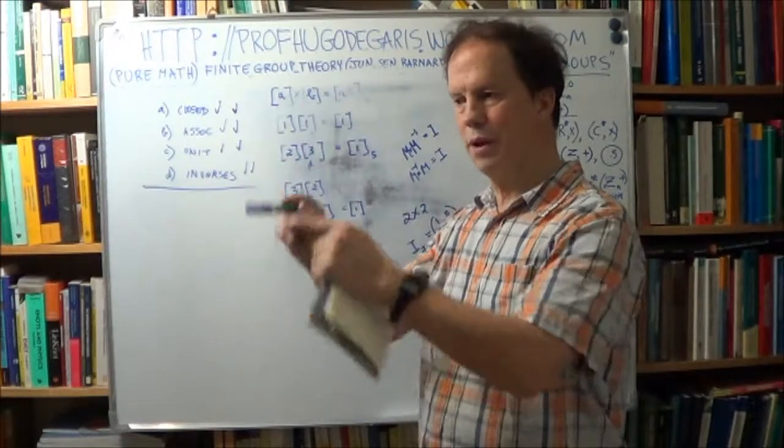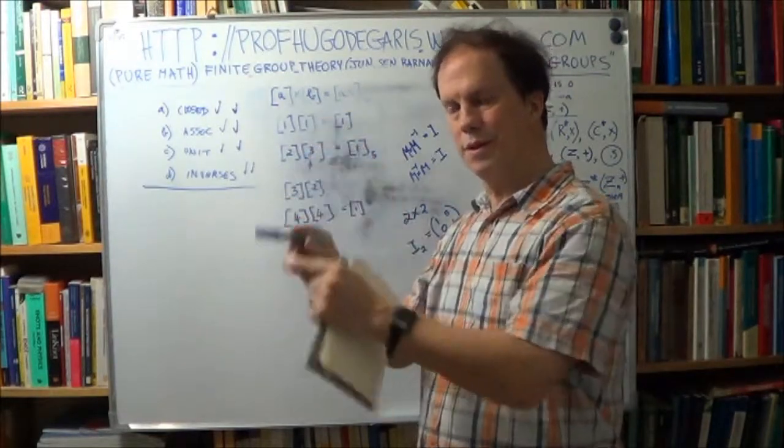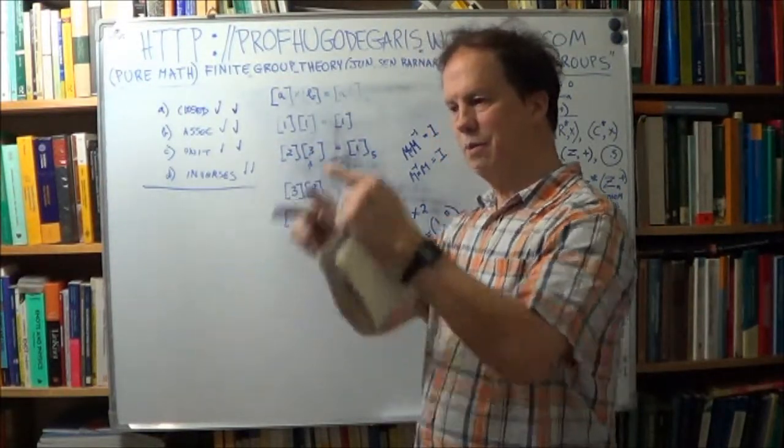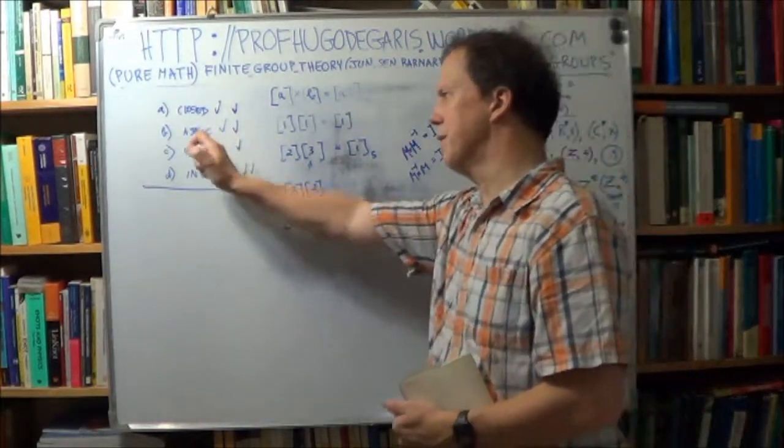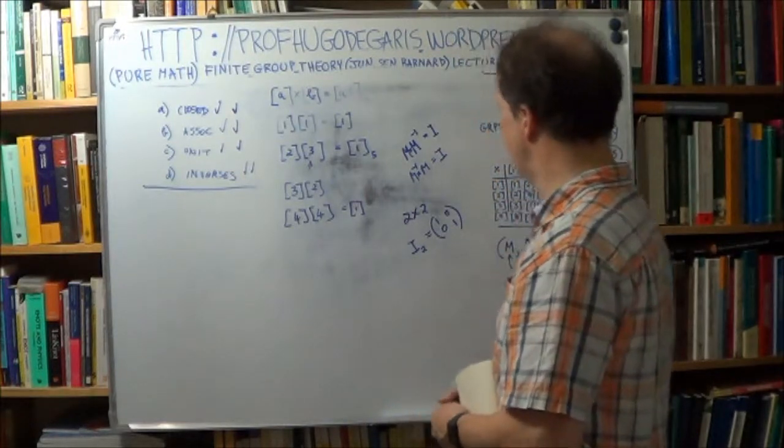So the product of any 3 of such matrices is the same no matter how you group them, how you associate them. So I'll assume that that's done. Okay. Closed.